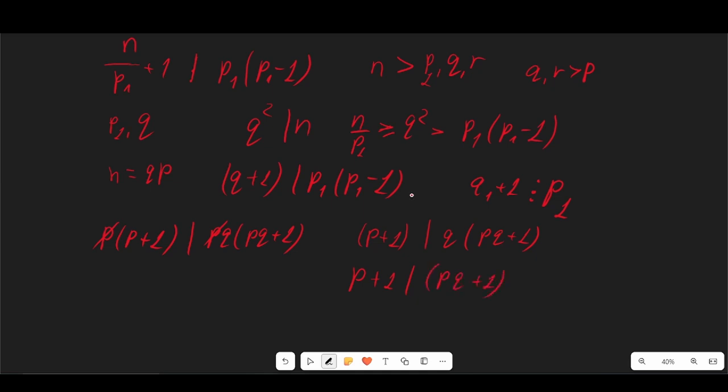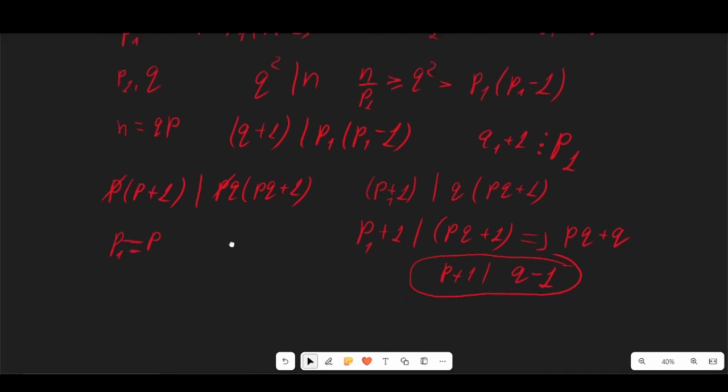And what does this mean? p plus 1 divides pq plus q. So from here, by using the Euclidean algorithm for pq plus q, we can see that p plus 1 divides q minus 1. So we are given two conditions. p plus 1 divides q minus 1, and p1 divides q plus 1. p1 and p are the same number, so p1 equals p. Avoid any confusion.